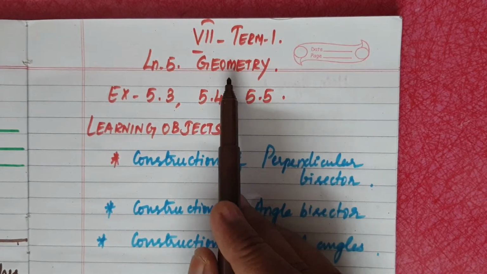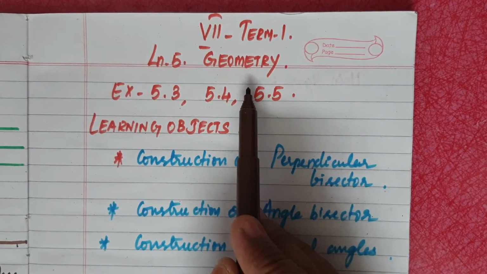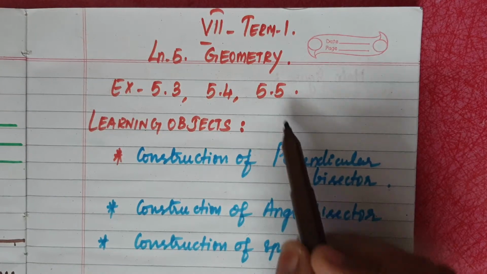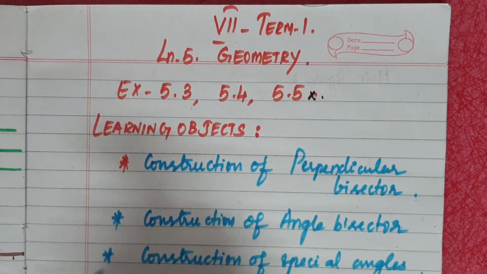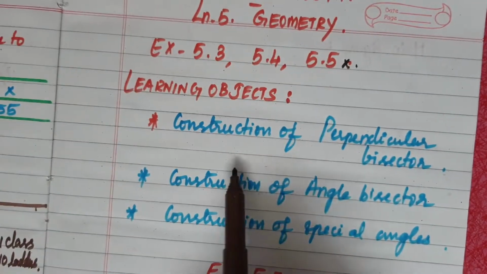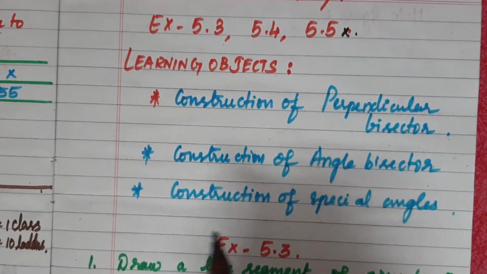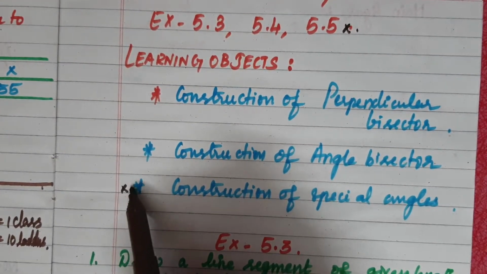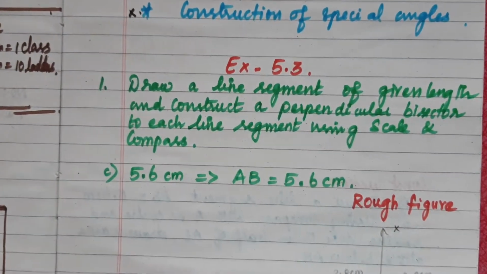Yes, here in this video, we are going to see Term 1, 7th Standard, Lesson 5 Geometry, Exercise 5.3 and 5.4. 5.5 will be in the next video. Some of the learning objectives are construction of perpendicular bisector and construction of angle bisector. Construction of special angles will be done in the next video. So see exercise 5.3 straight away.